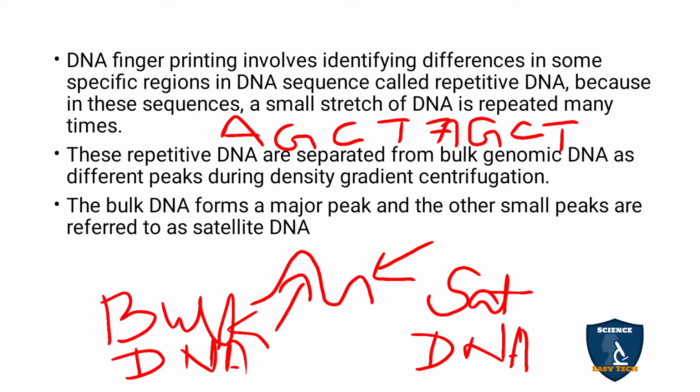Now we come to DNA fingerprinting. It forms the repeated sequence known as repetitive DNA, which is separated from bulk DNA. The bulk DNA and the repetitive DNA are separated with the help of the density gradient centrifugation method. There you get two peaks, the major peak and the minor peak.